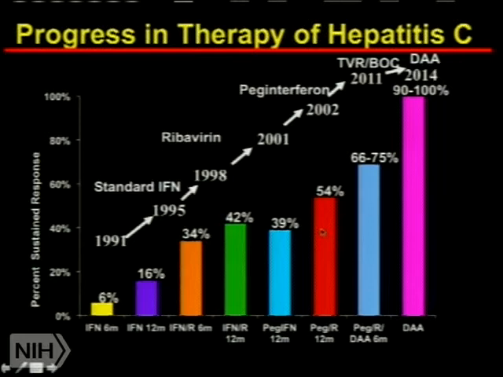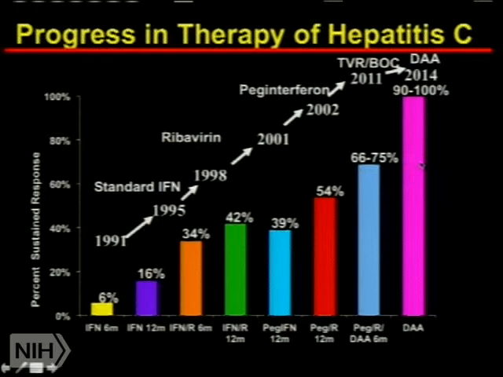And then the next incremental increase was the introduction of pegylated interferon. And then just 2, 2.5 years ago, the first direct-acting antivirals, boceprevir and telaprevir, were approved, which took SVR rates up into the 66 to 75% range. And now, in 2014, we can cure 90 to 100% of individuals with chronic hepatitis C.